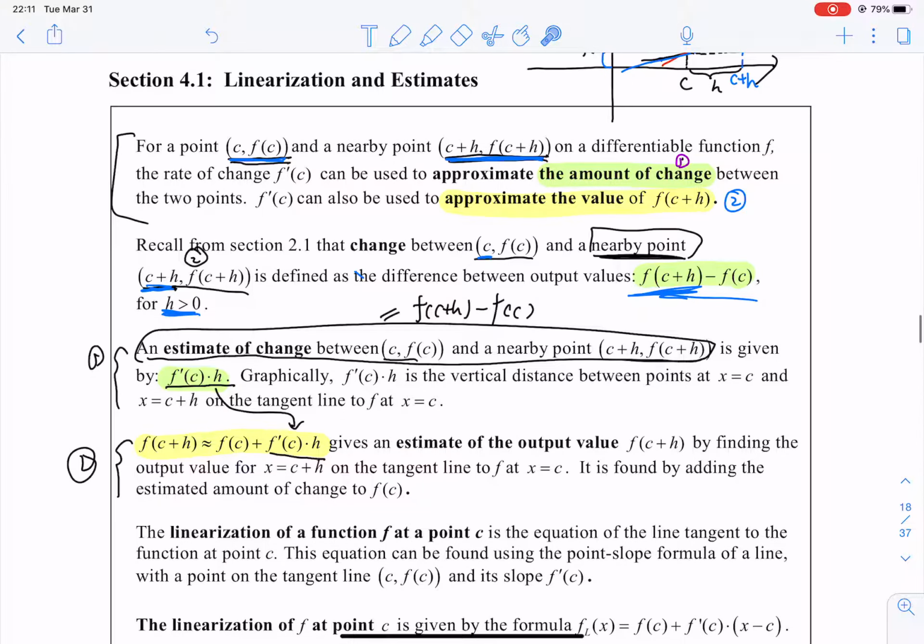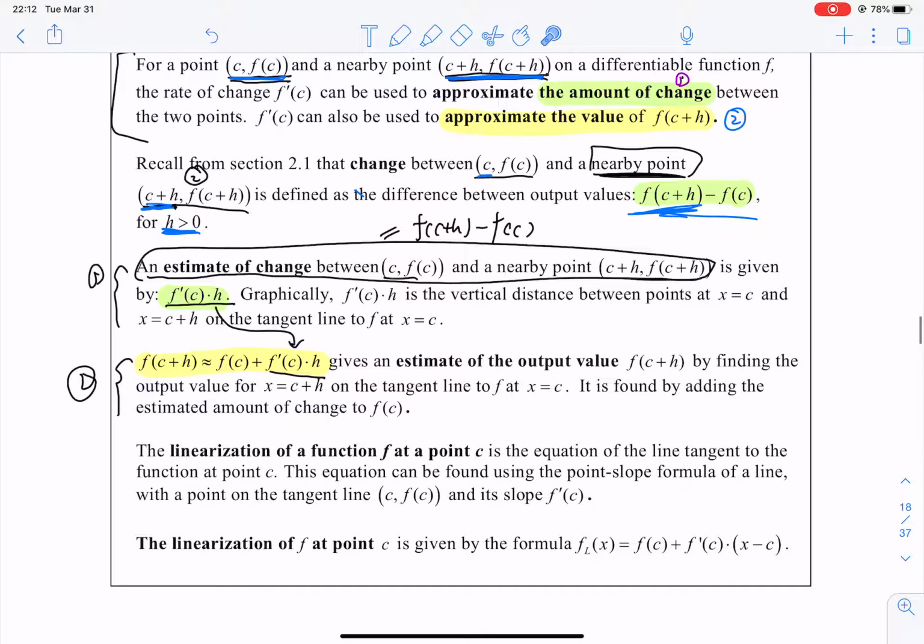So for this section, these are the basic 2 parts. How can we use f prime of c to estimate the amount of change? Second part, how can we use f prime of c to estimate the value of the nearby point, f of c plus h? And based on the second formula, we generate a new equation.